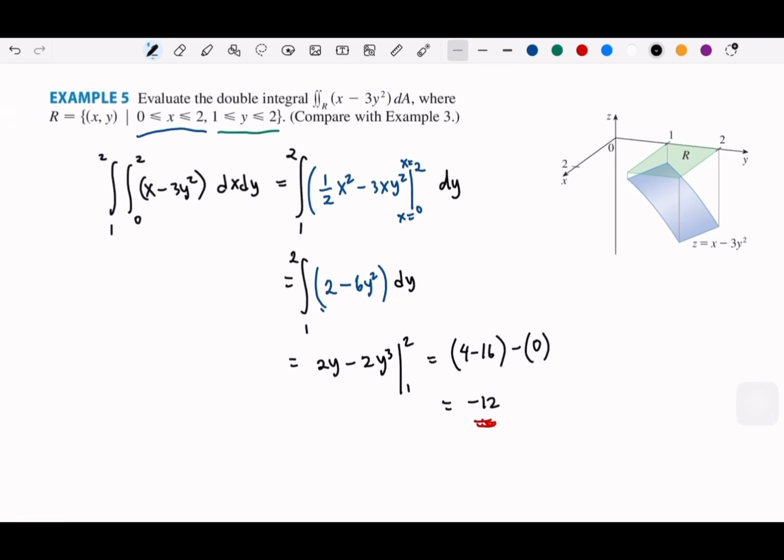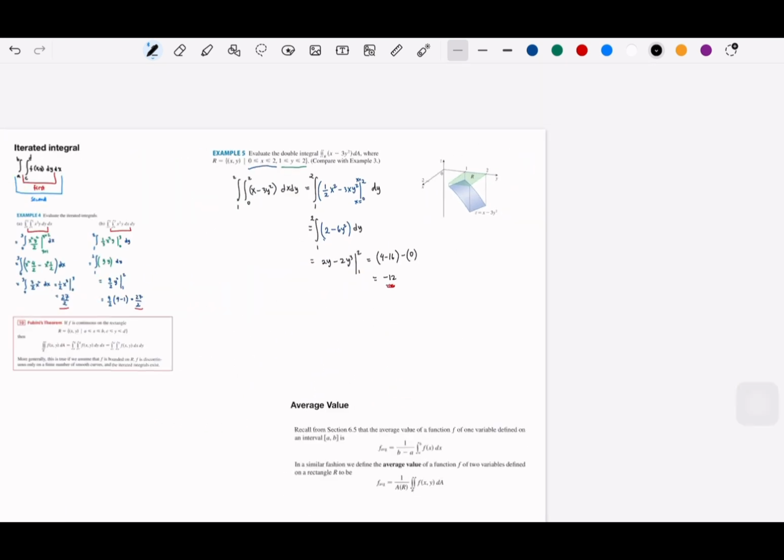Okay. Any question first? Because this is a very early introduction to double integrals. Okay, if not, I think I will maybe continue a little bit and then stop. Okay. Let me continue for a while.